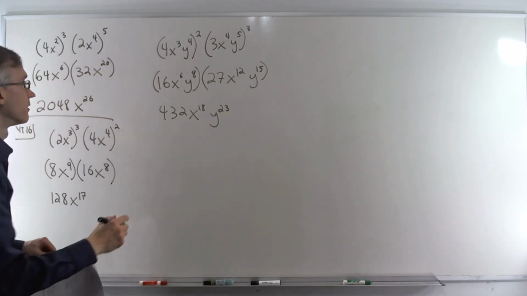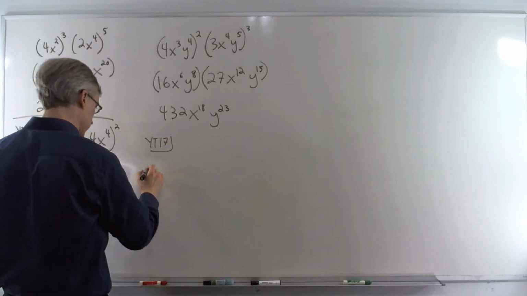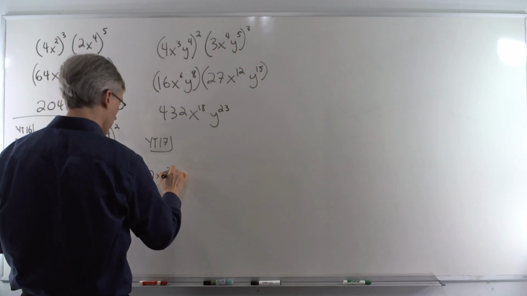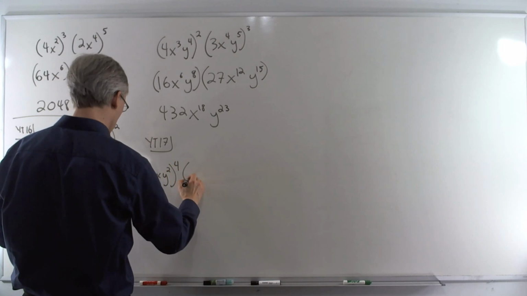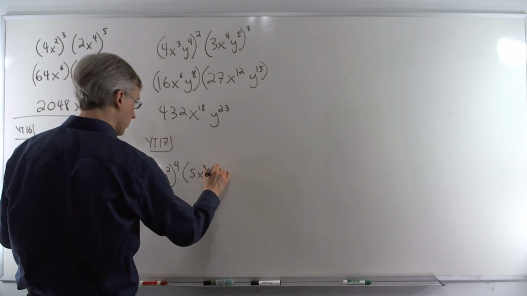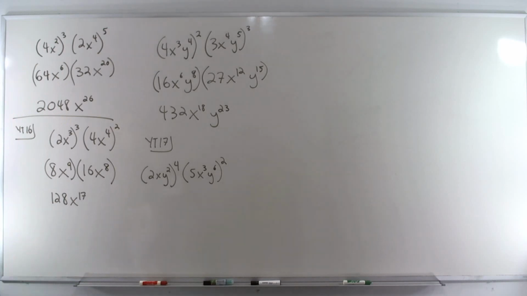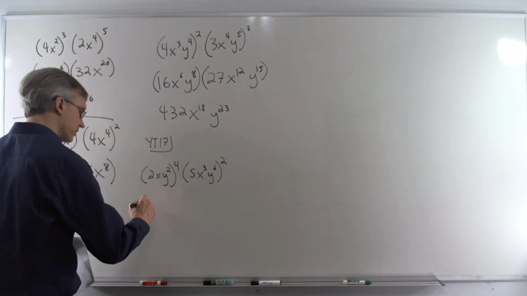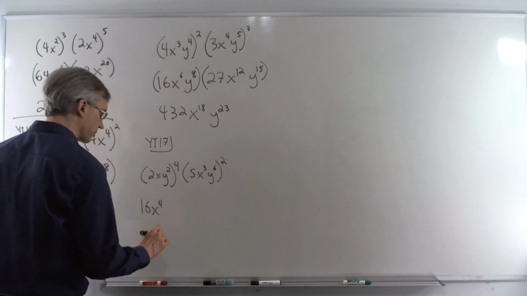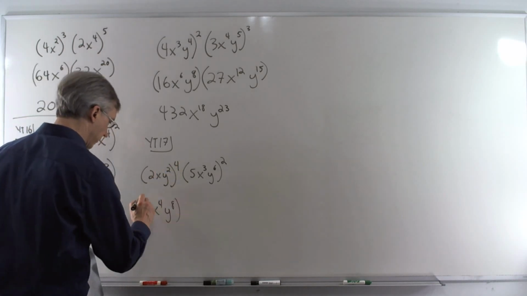Your turn, number 17. To the 4th is 16. X to the 1st power to the 4th power, that is x to the 4th. Multiply those exponents. 2 times 4 gives us 8, so that is y to the 8th.